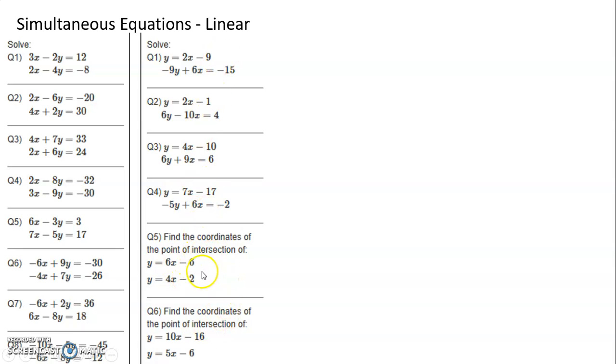Question 5 and question 6, it's saying find the coordinates of the point of intersection. So that is, you don't need to draw out the graph. You can solve these using the same algebraic method. But this exercise on the right-hand side is a lot trickier. So that is extension work for those of you that are finding this all absolutely fine.